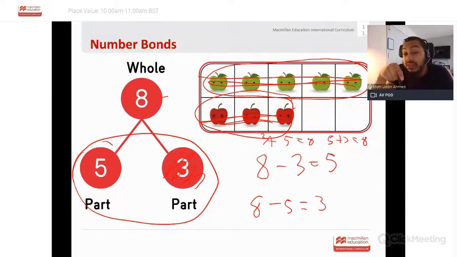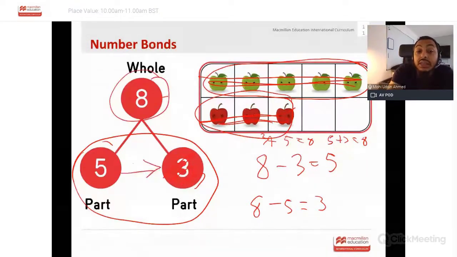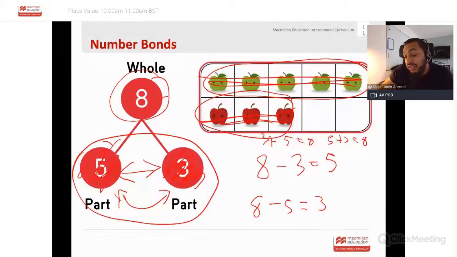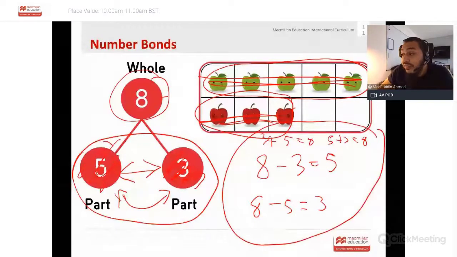Now, this specific example is not that important. It could be any number. But what we want our children to realize is, if I've got a whole made from 2 parts, if I take one part away from the whole, I'm left with the other part. And that is a really important lesson, because this comes in about year 1 when we talk about fact families.